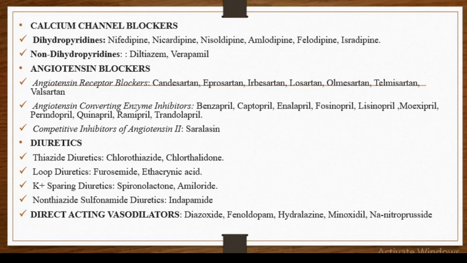Then angiotensin converting enzyme inhibitors also block the conversion of angiotensin 1 to angiotensin 2. Then we have another drug which are called the competitive inhibitors of angiotensin 2, example being saralasin.